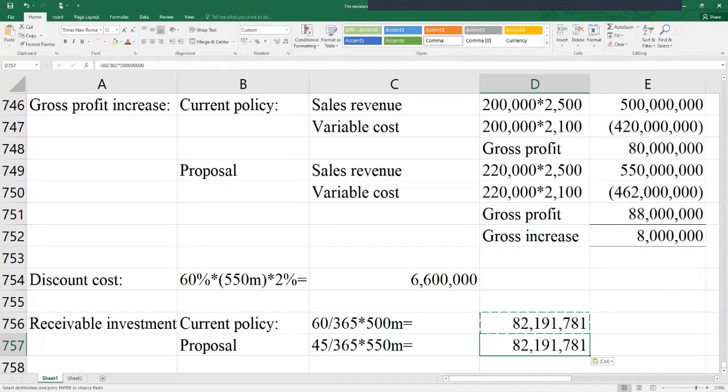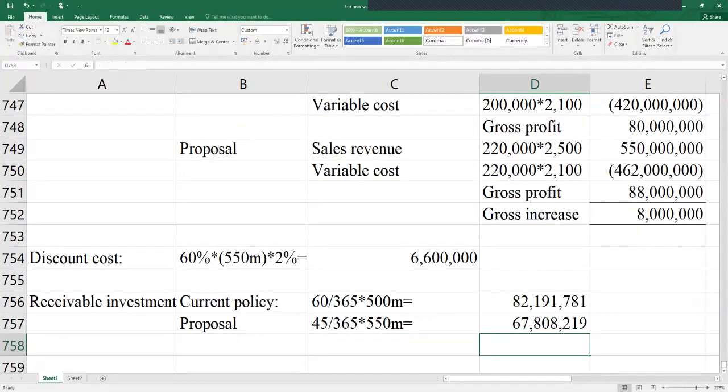67,808,219.18. 67 million, okay? So we can ignore the decimal, to give us 67,808,219, okay? Therefore, the receivable investment after. As I say, the amount you're investing is decreasing. The amount you invest is decreasing.